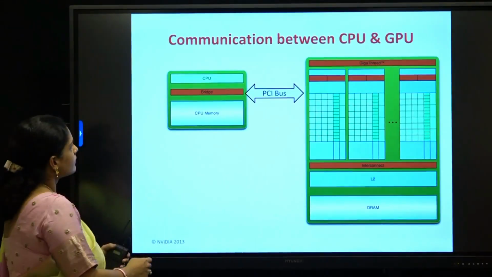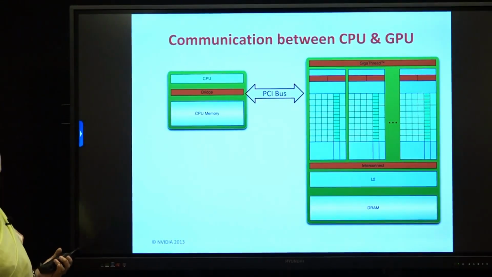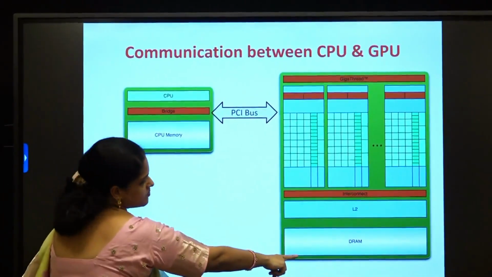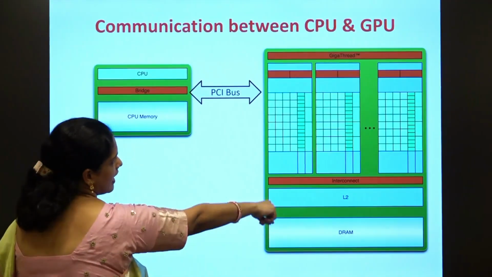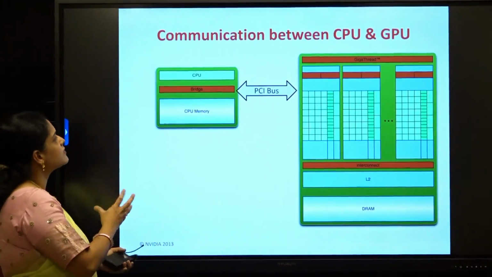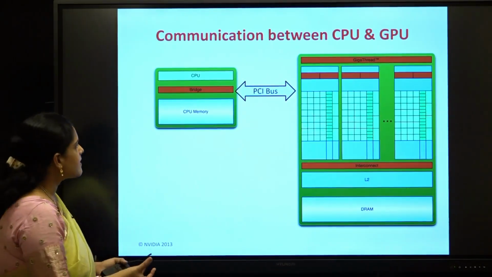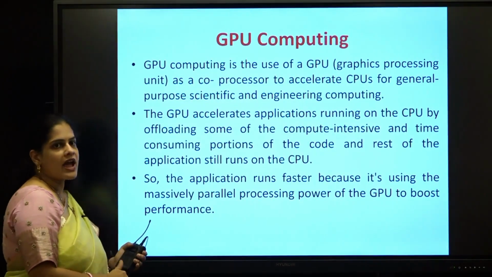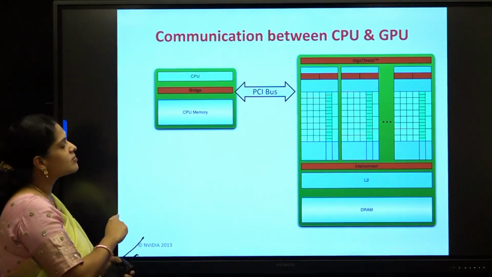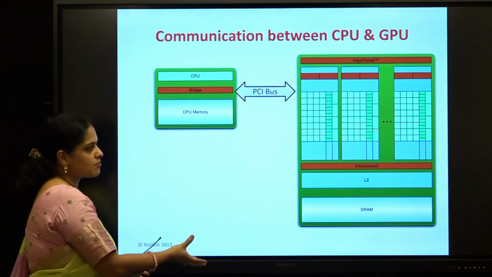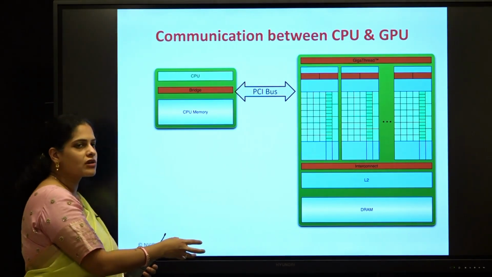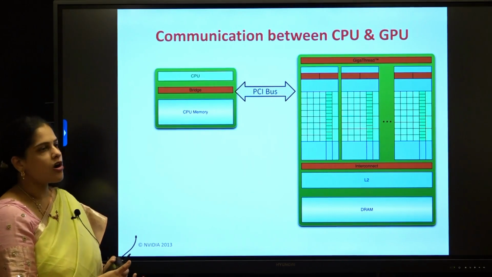So how does the communication take place between the CPU and GPU? This is the CPU, which has its own memory, and this is the GPU, which has its own dynamic RAM. When I want to execute a program, the data pertaining to the program resides in the CPU memory. Whenever the parallel part of the program has to run on a GPU, it is the responsibility of the CPU to allocate some memory space in the global memory of the GPU and share the data into it, so that the computations will be done on the GPU.